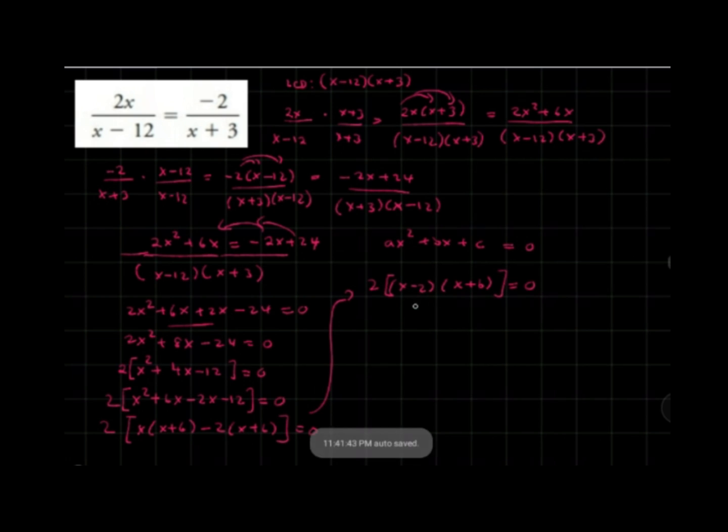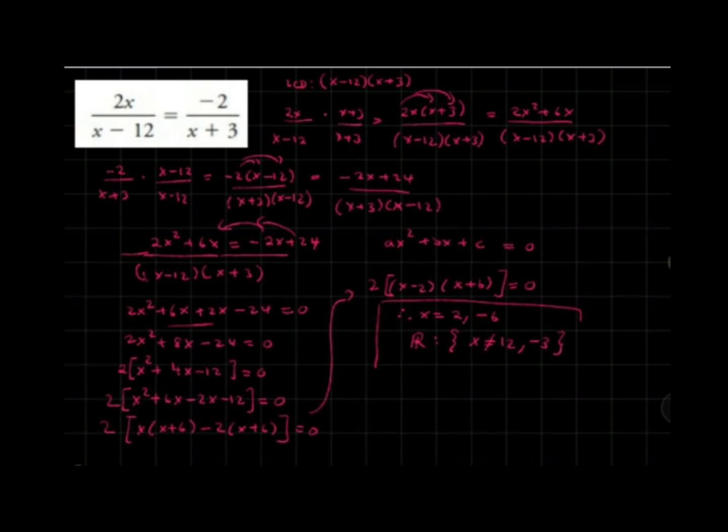In this case, you can see that therefore, x can be equal to 2 or negative 6. These are values of x that will make each of these factors 0. And we need to also understand that there is a restriction on the denominator, x minus 12 and x plus 3. We need to write that restriction down, because if x is equal to 12, then the denominator would be 0, and that's undefined. It's the same idea with negative 3. So it's important to also write down our restrictions as well as our solutions to this rational equation.